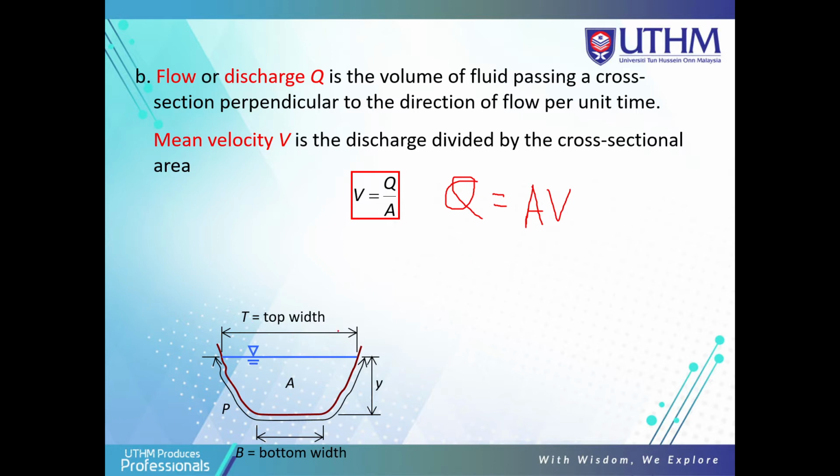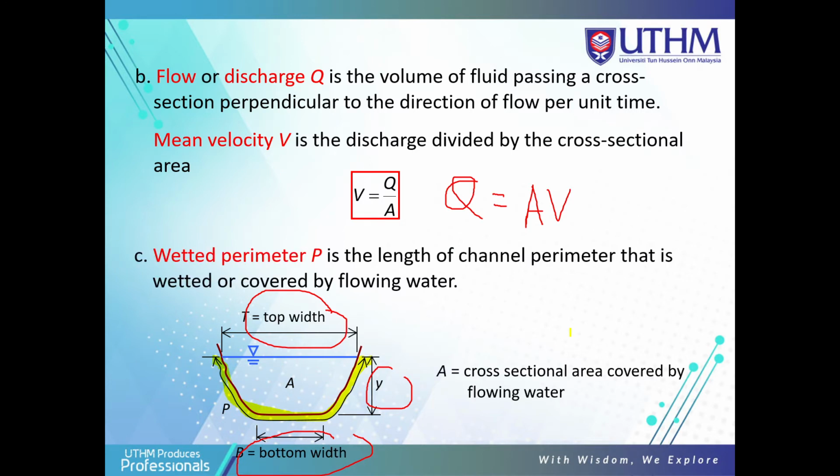Okay, T is the top width. B is the bottom width. P is the wetted perimeter and y is the flow depth. For the wetted perimeter, the length is the one highlighted with yellow here. So the wetted perimeter P is the length of the channel perimeter that is wetted or covered by flowing water, highlighted in yellow.